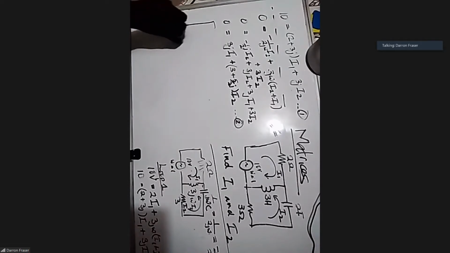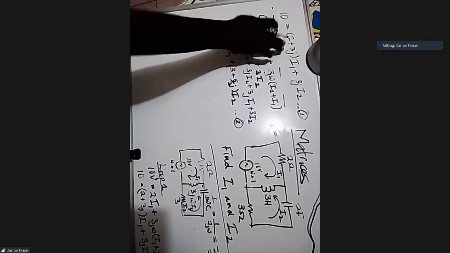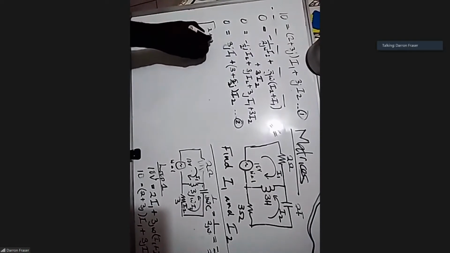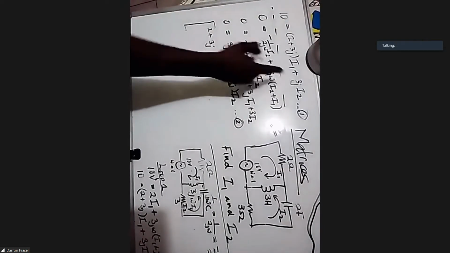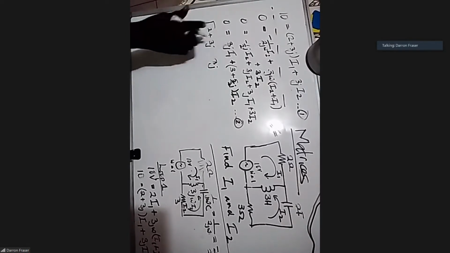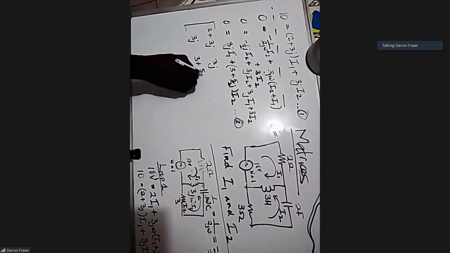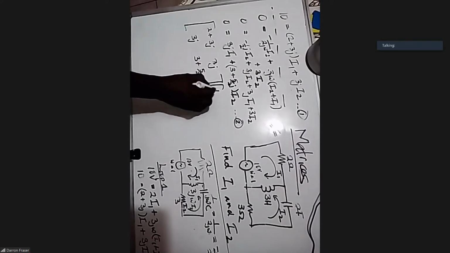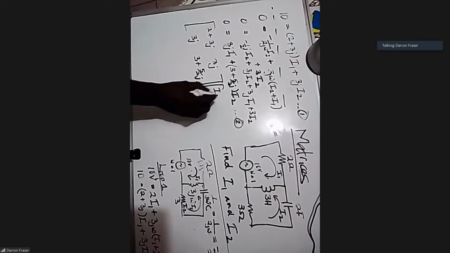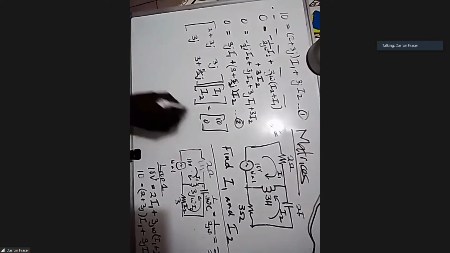So let's write this in matrix form. First equation is going to be 2 plus 3J. Second equation is 3J, and in this second equation this is 3J and this is 3 plus 5 upon 2J. I1, I2 is equal to 10 upon 0.